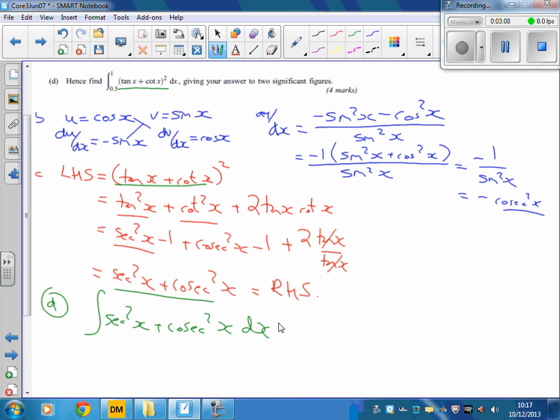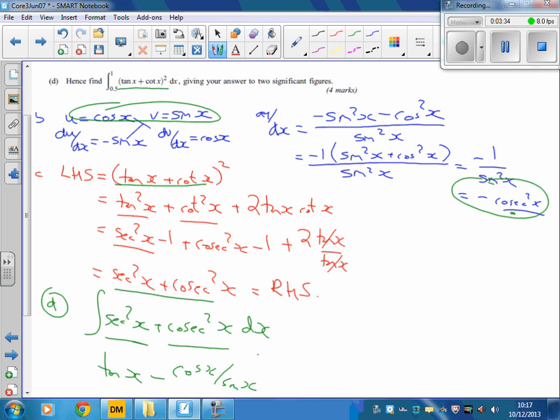Part A, we actually integrate sec squared x, and the integral of sec squared x was tan x. But don't get flustered with this bit here as well. We've already done this as well. Look, we differentiated cos over sine, and that gave us minus cosec squared x. So when we integrate this, we're going to get back to here again. So we've got minus cos x over sine x. Could even write cot x there if you wanted to.